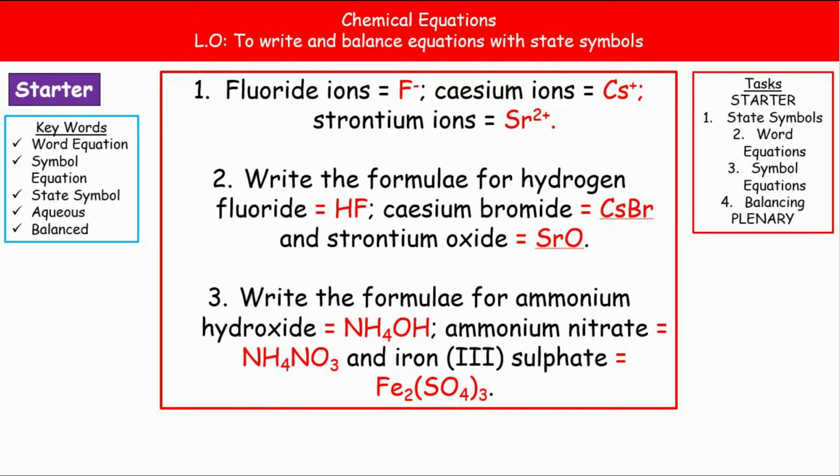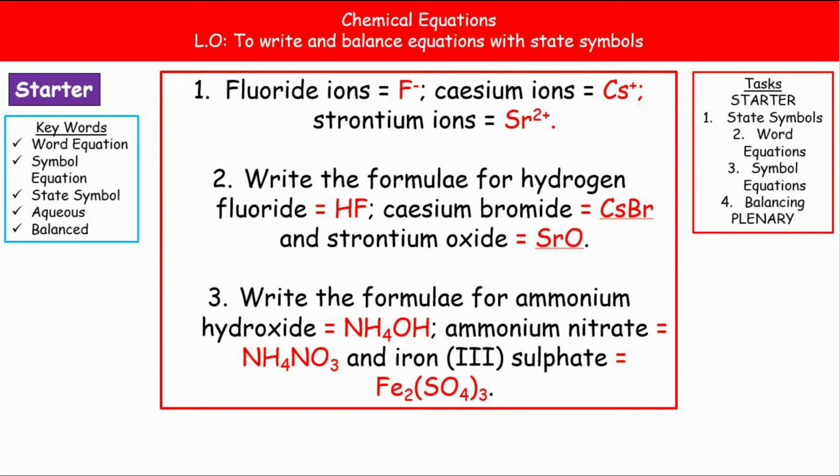Let's mark those answers then. So fluoride ions have the symbol of capital F with a little minus in the top right. Cesium ions are capital C, lowercase s with a plus in the top right. Strontium ions are capital S, lowercase r and 2 plus as the charge there. For question 2, the formula for hydrogen fluoride is HF, both capitals. Cesium bromide is capital C, lowercase s, capital B, lowercase r. And strontium oxide is capital S, lowercase r, capital O.